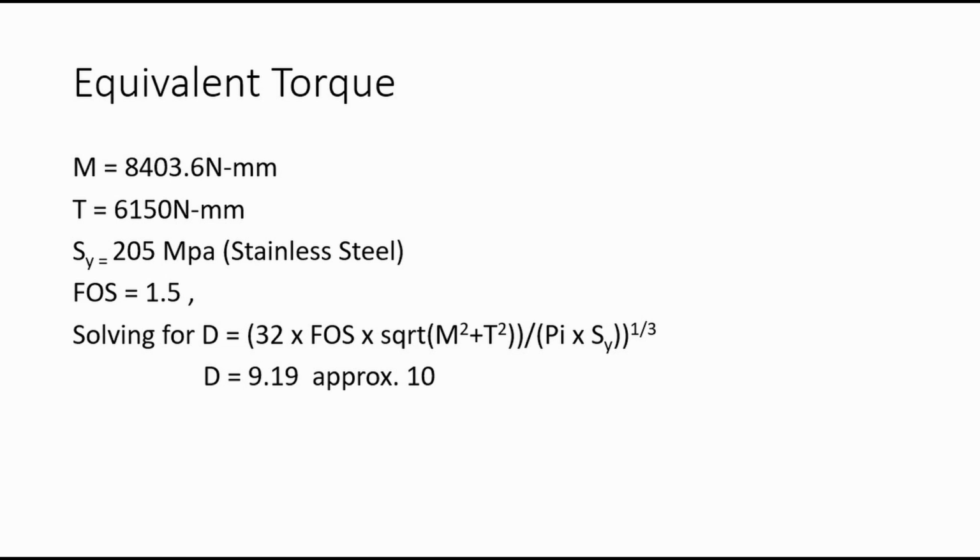Now putting the values in Tresca's failure criteria and solving for d, we will get d equals 16 into square root of M square plus T square multiplied by 2 multiplied by factor of safety divided by pi multiplied by yield strength, to the whole power of 1/3. Now putting the values, we will get d equals 9.19 millimeter, which if we approximate, we should choose the minimum diameter of the shaft to be 10 millimeters.